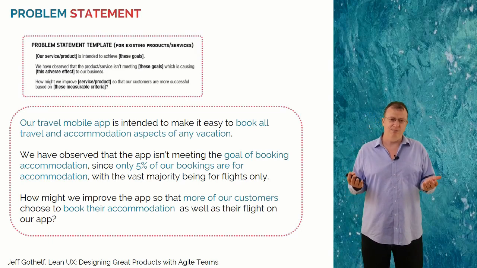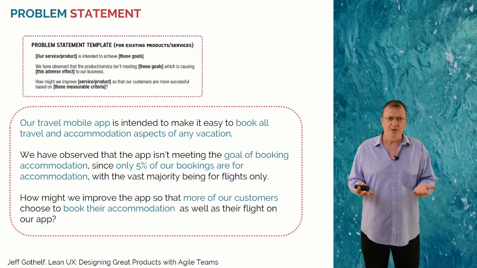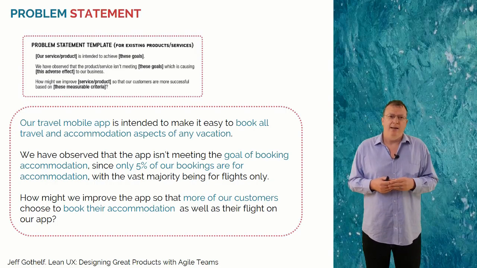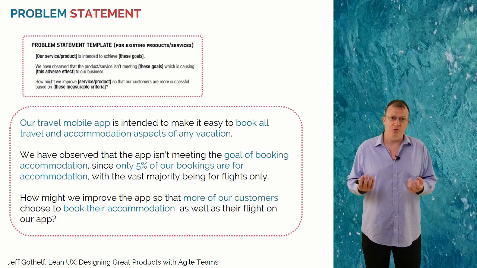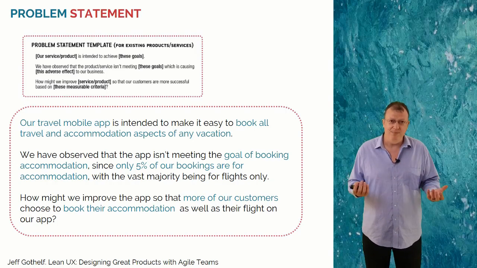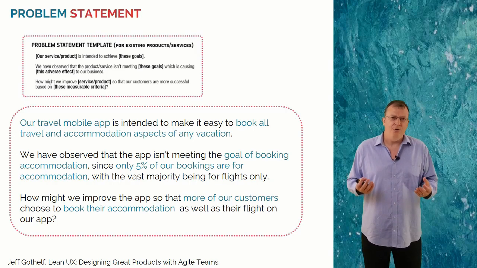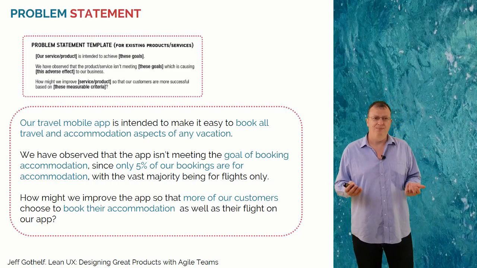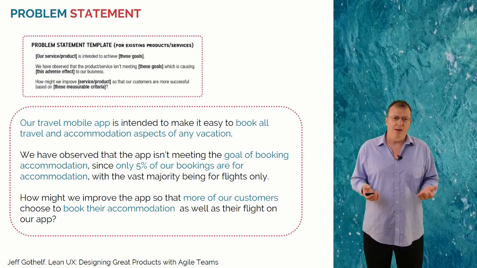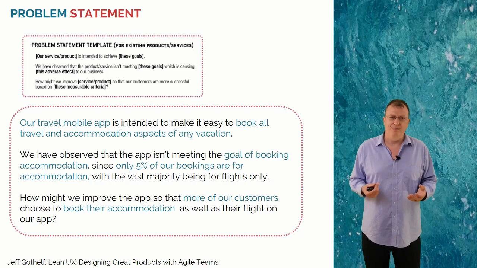So let's say that an example statement might be, we have a travel application, and we allow customers to book their travel as well as accommodation. And by analyzing data we have found that most customers are not really booking accommodation. They're only using our platform for booking flights. So what might we do to improve this?